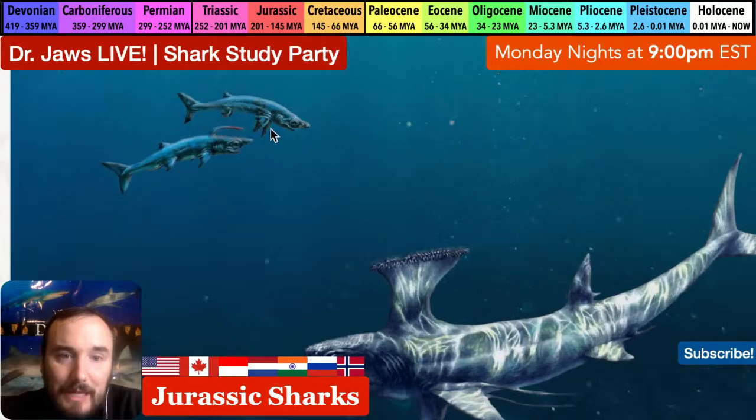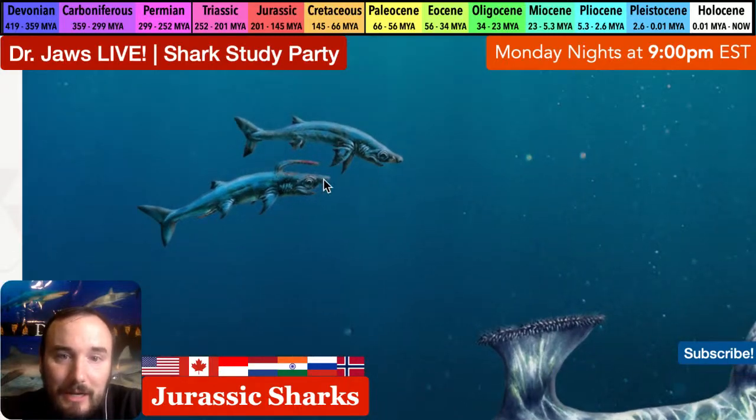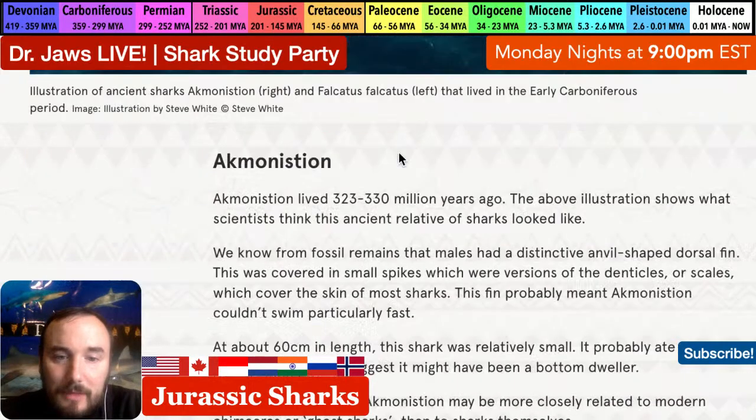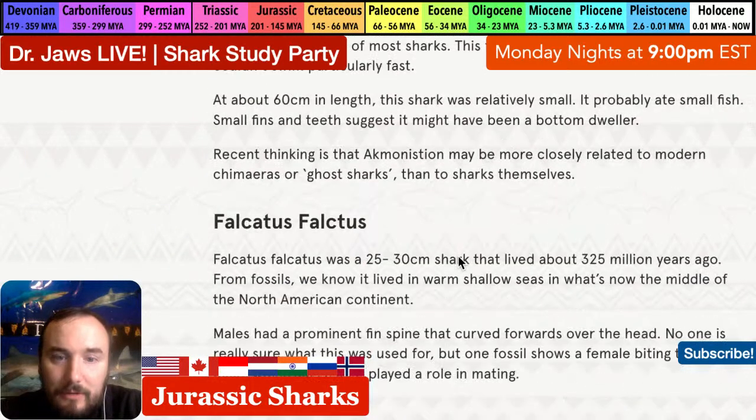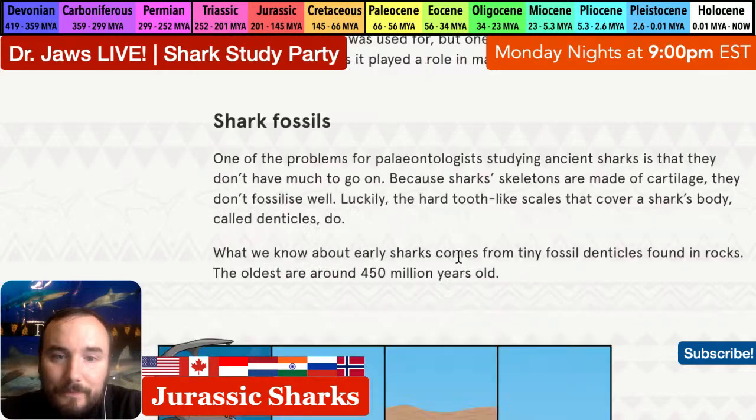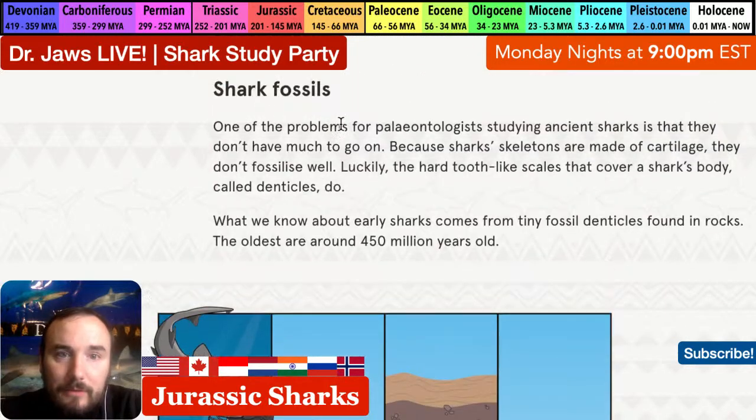Falcatus is an ancient sexually dimorphic shark, where the males have this weird spine in a similar position to the anvil sharks, and the females don't have it. So kind of like modern chimeras. I think we touched on this group in the last fossil stream that we did. Modern chimeras have this too: the males have this strange feature in a place you don't really expect, and it's something to do with mating. So it's pretty interesting. We'll breeze through these sharks because they are a little bit older than the Jurassic. So, we will take some time to read about shark fossils.